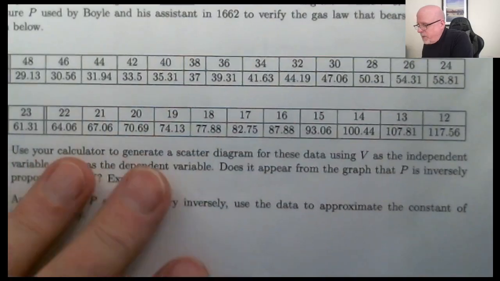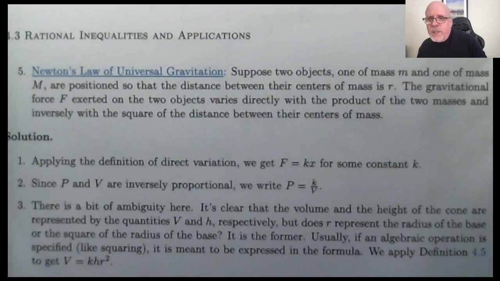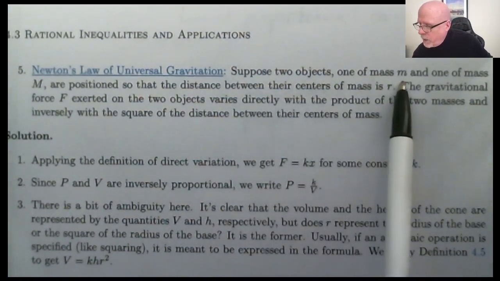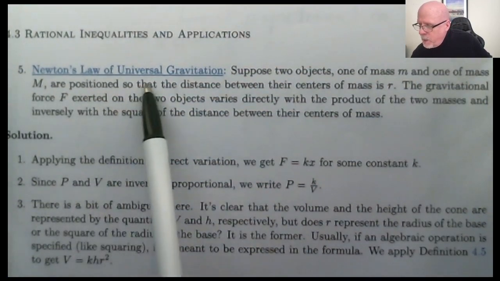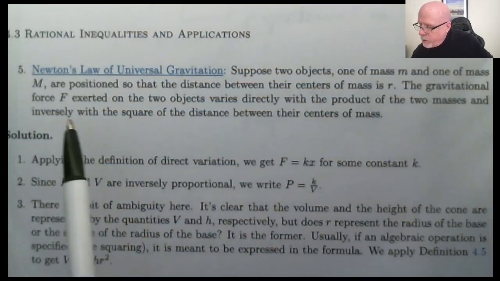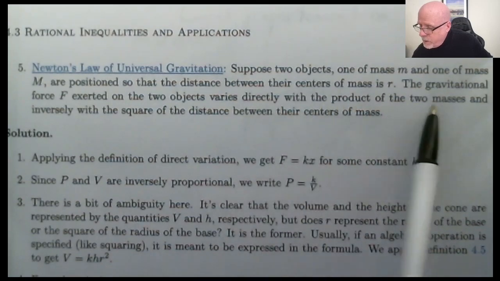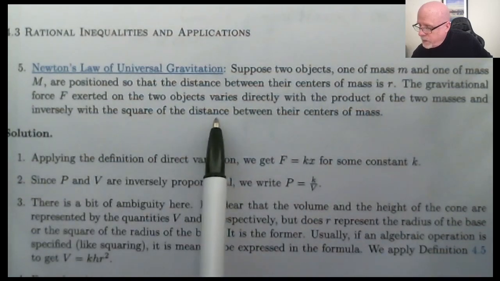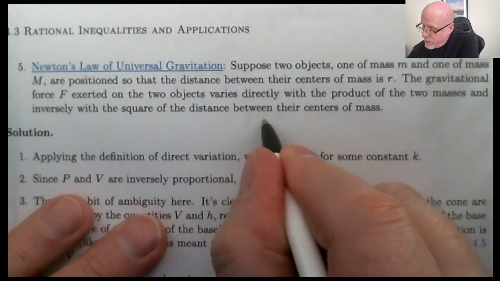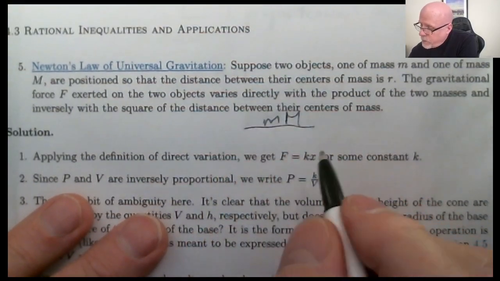There's one last one of these. It's a beauty. It's Newton's law of universal gravitation, which, let's read it. Suppose two objects, one of mass little m and one of mass capital M, are positioned so that the distance between their centers of mass is r. The gravitational force exerted on the two objects varies directly with the product of the two masses and inversely with the square of the distance between their centers of mass. So jointly with their masses, and inversely with the square.